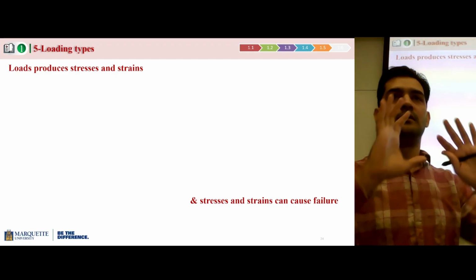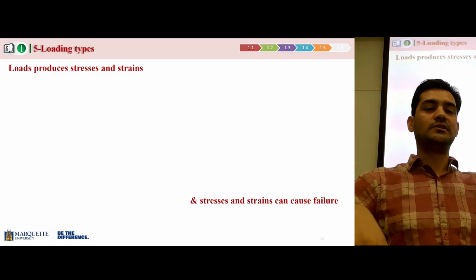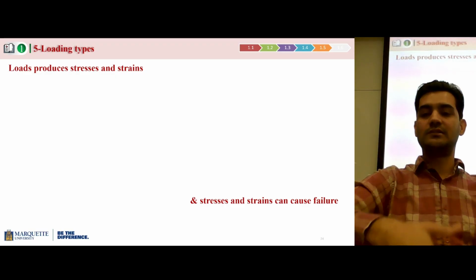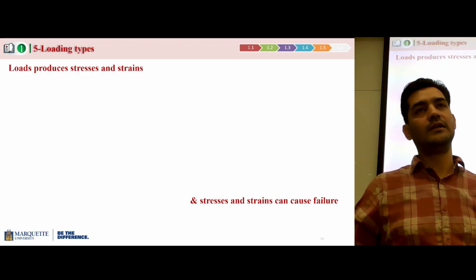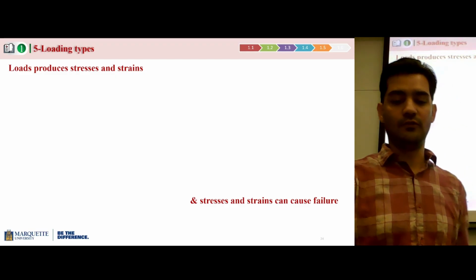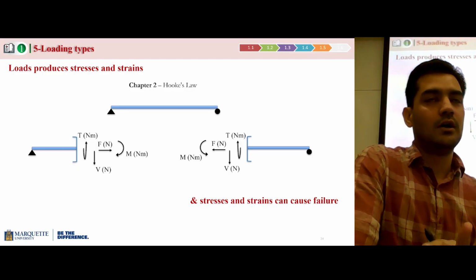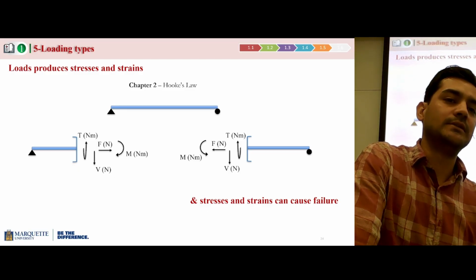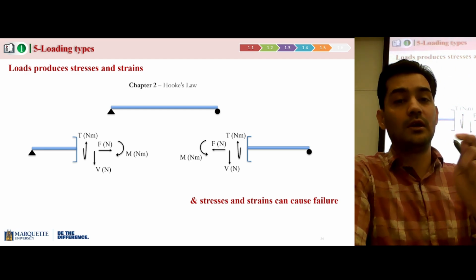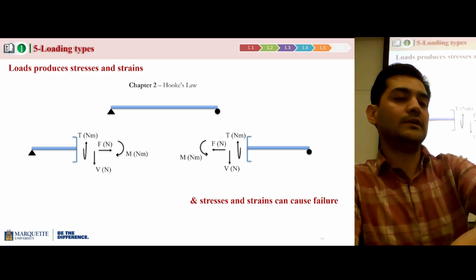So that's important. External loads, then you have internal loads, and the reactions. From the internal loads, you calculate stresses and strains, and from the stresses and strains, we see if it failed or not. So that's the overall process. In this chapter, we're going to talk about loads, but in the next chapter, we're going to talk about stresses and strains. From the internal loads, we're going to calculate stresses and strains.